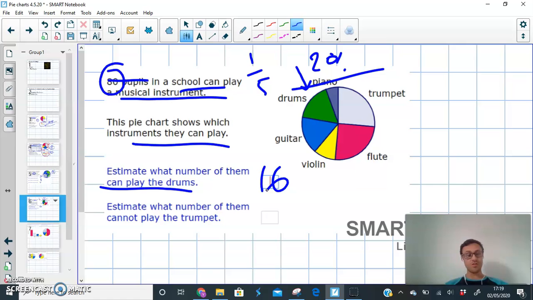Okay, and then it wants you to estimate the number of them that cannot play the trumpet.